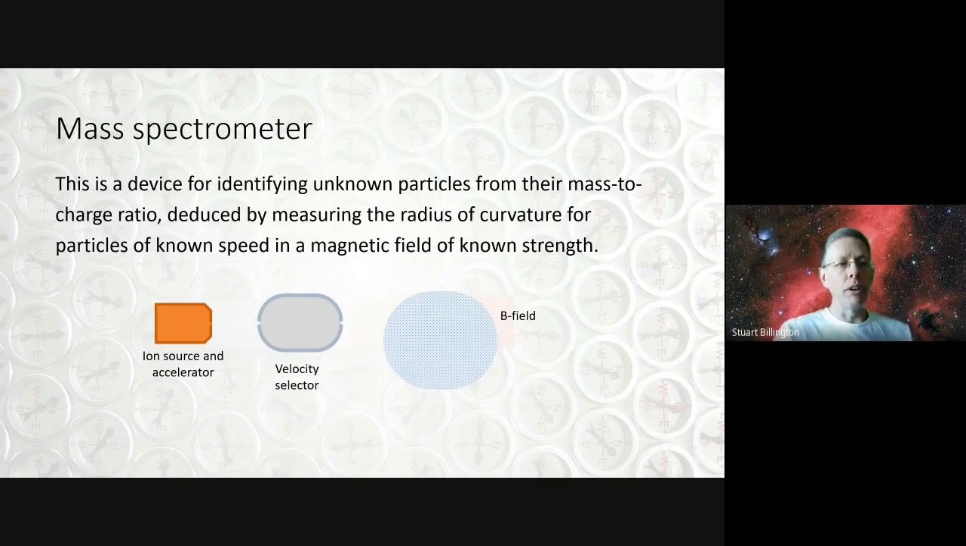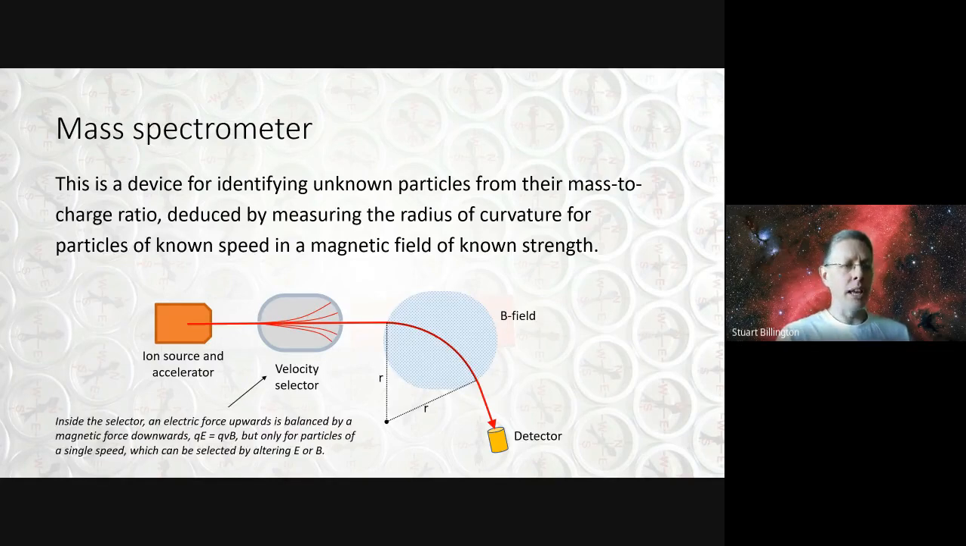Then we've got a region of magnetic field that's going to do the curving and is going to make the particles change direction. And then we just need to detect where they went. By placing the detector at different locations, the location of the detector will allow us to determine the radius of the curvature of the path of the beam. So there goes the beam.